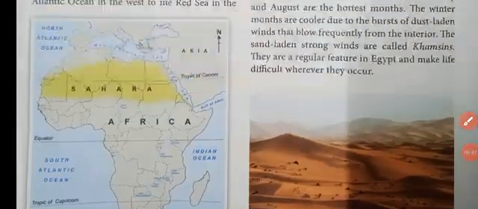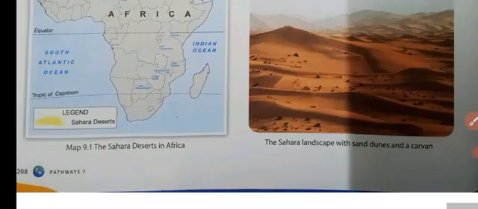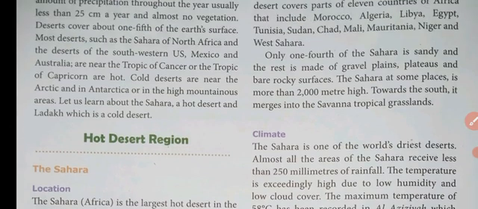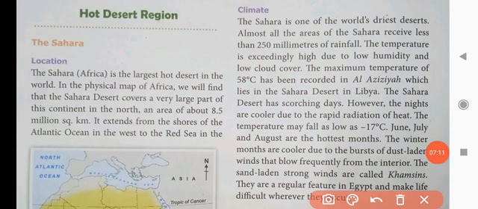That is, location, which I have already told you. Here the next point, that is about the climate. As you know, students, as it is a hot area, the climate must be very hot. So here the Sahara is one of the world's driest deserts. Almost all the year the Sahara receives less than 250 millimeters of rainfall. It means 2.5 centimeters of rainfall.